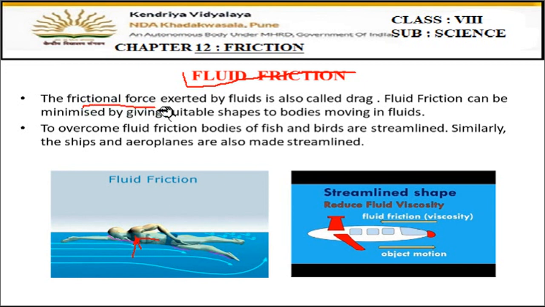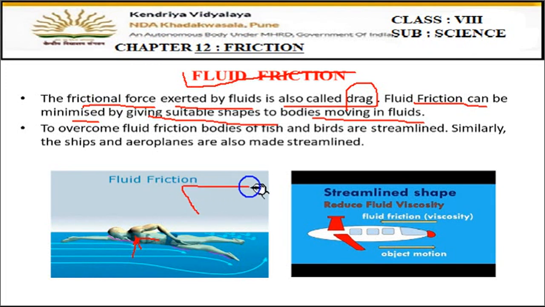So the frictional force which is exerted by the fluids is called fluid friction, and it is also called drag. Fluid friction is also known by the name drag. Fluid friction can be minimized or reduced by giving suitable shapes to the bodies moving in the fluids. All the boats and ships have a particular shape which helps these objects to move smoothly in water, right? And that shape is called a streamline shape. Okay, what is streamline shape?